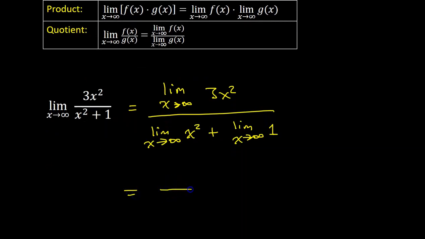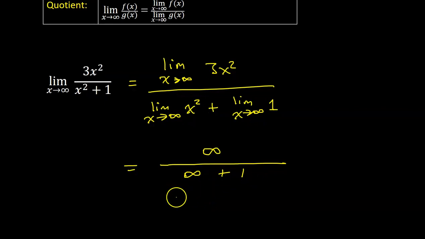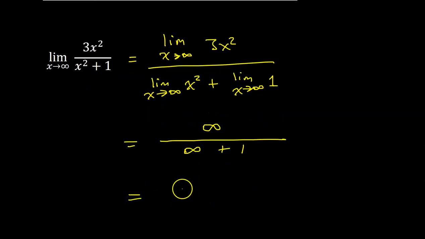He says naively, well, as x approaches infinity, this term is going to increase without bound. So this is going to approach infinity. And the same thing with x squared. As x approaches infinity, x squared approaches infinity. Well, 1 is just a constant, so it's just going to stay the number 1. And of course, infinity plus 1 is still going to be infinity. So the limit is approaching infinity over infinity. This is called the indeterminate form.